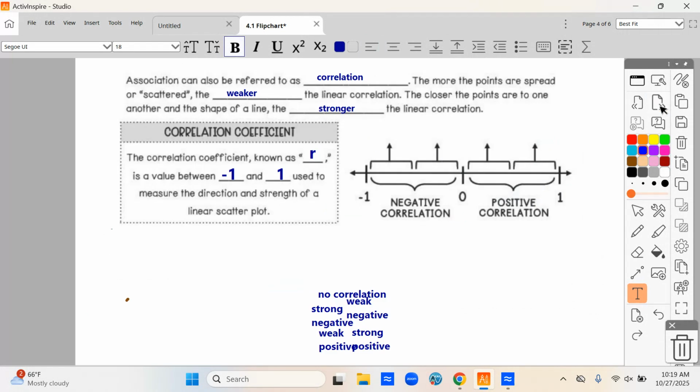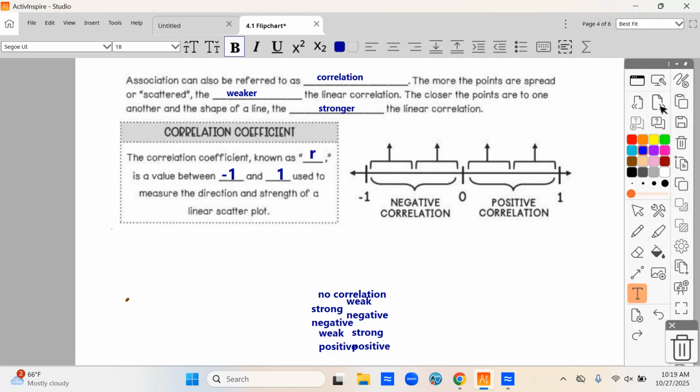Now, association can also be referred to as correlation. Correlation and association are synonyms. The more the points are spread or scattered, the weaker the linear correlation. The closer the points are to one another, or more like the shape of a line, the stronger the linear correlation, right? Because it looks more like a line. So our prediction was correct.